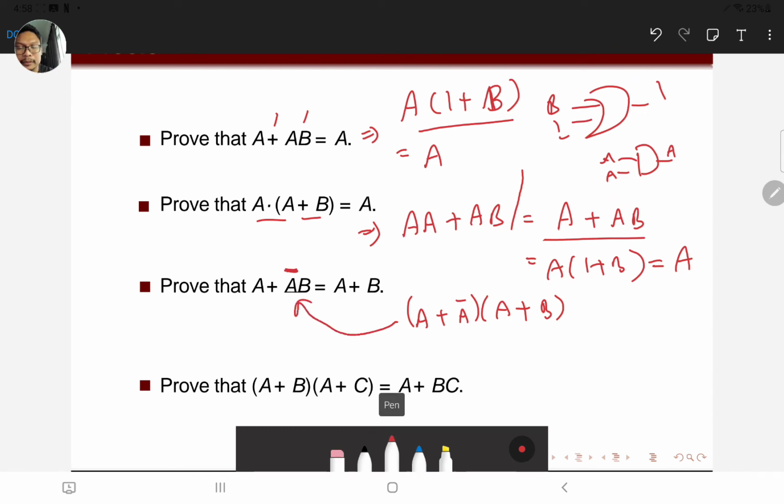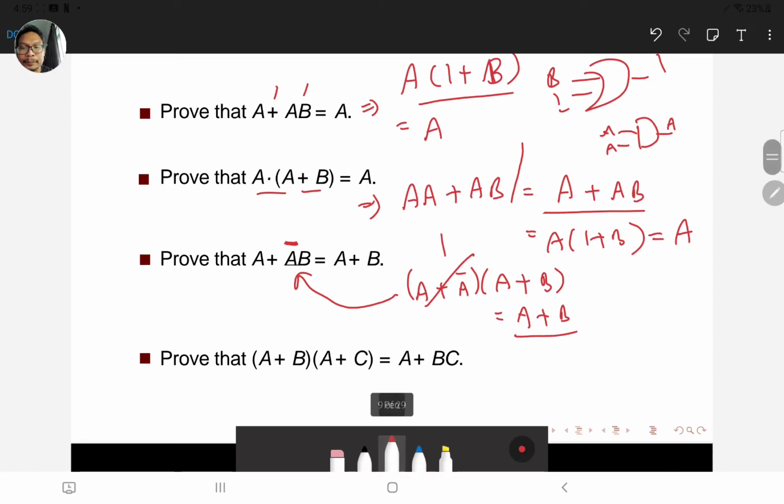So this one is actually (A plus A bar)(A plus B), as we've seen. And what is A plus A bar? A plus A bar is in fact equal to 1, as we've seen in the previous topic. Therefore here is A plus B, and that's it. We cannot simplify any more. Okay, let's look at the next one here.